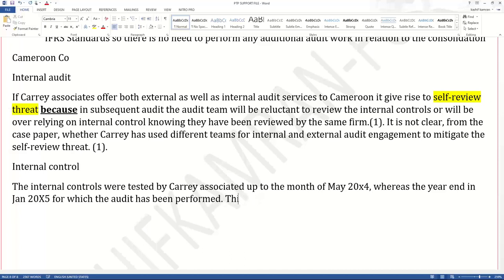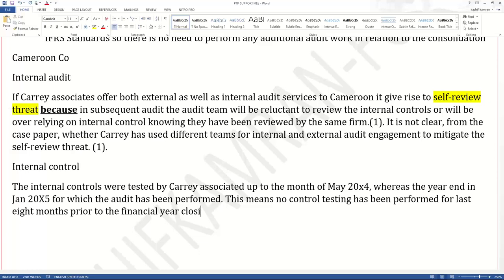This means that no control testing has been performed for the last 8 months prior to the financial year closing by the audit firm, and any changes in the internal controls in the last 8 months.